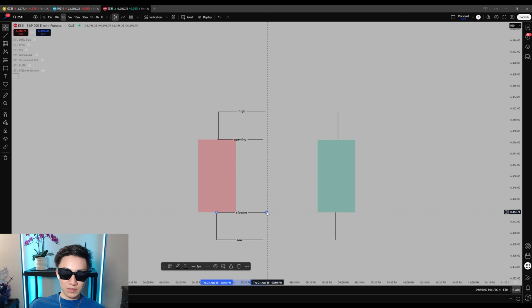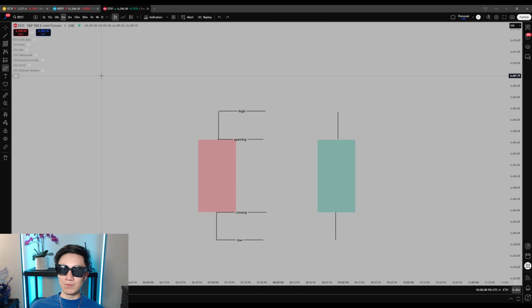So this is your typical, in this situation, bearish candle. Red is bearish. When we say bearish in trading, that means down. That means the market is moving down. When we see a green candle, that means bullish. That means the market is moving up.